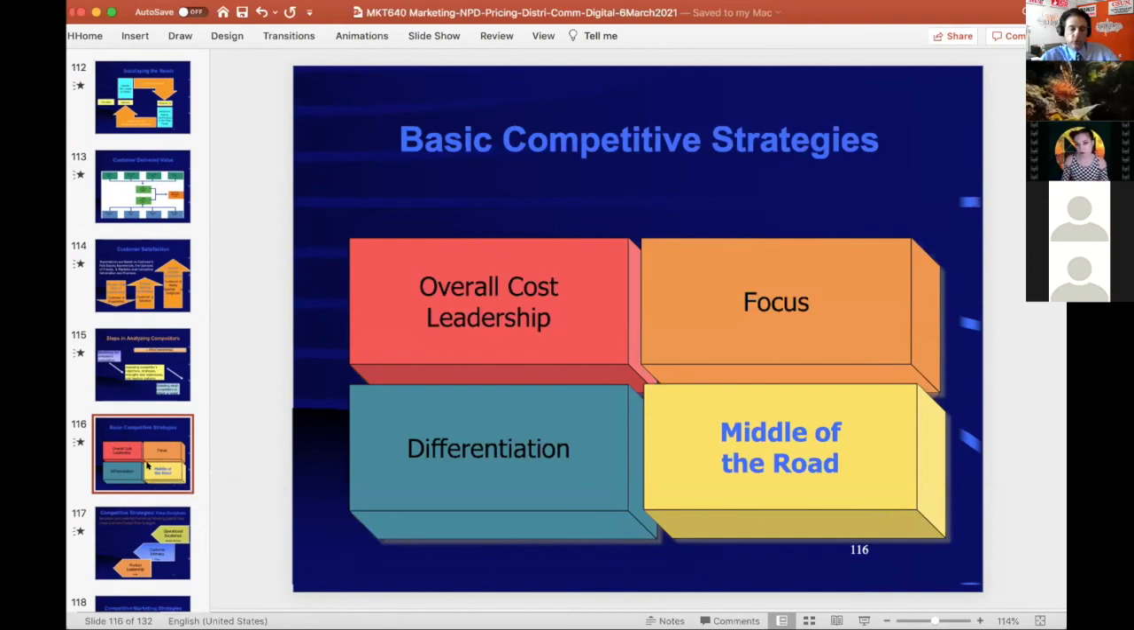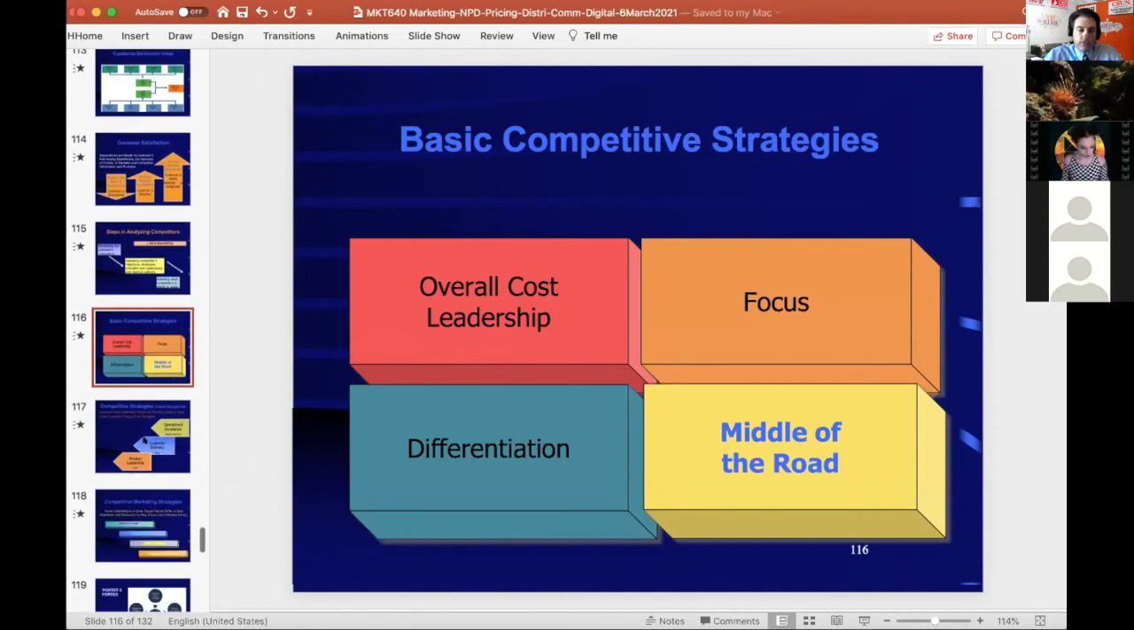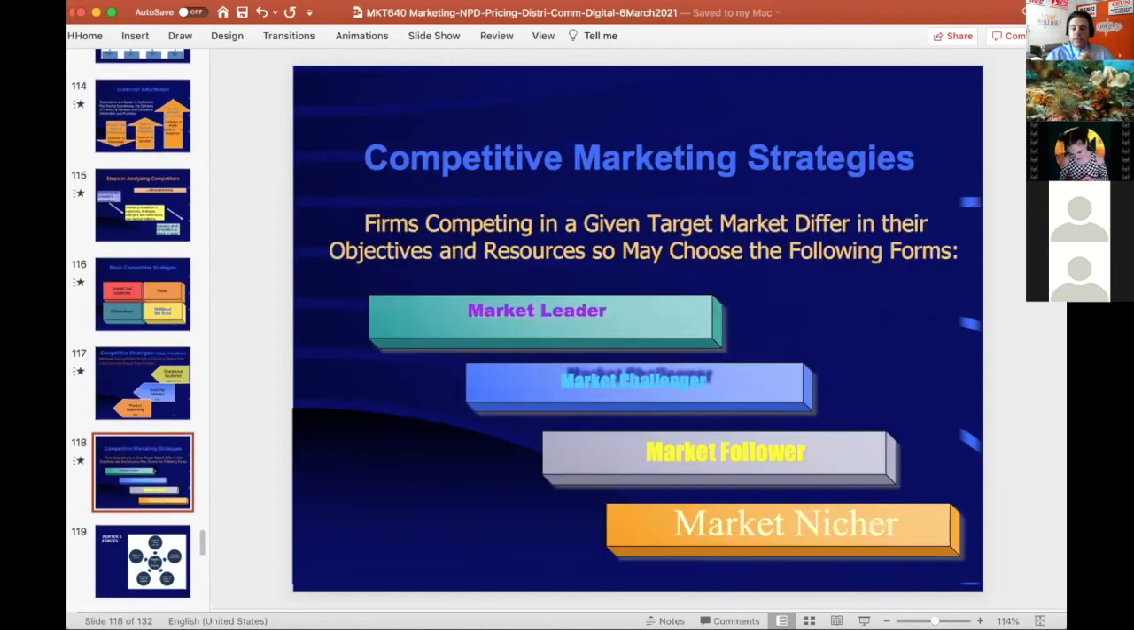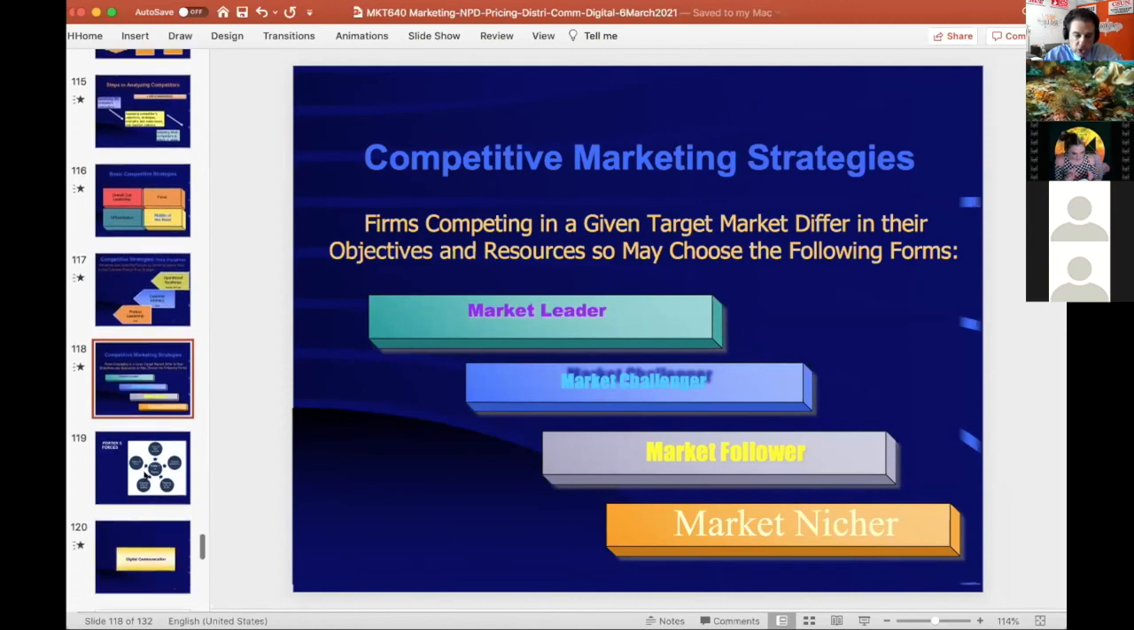But then you also have the competitive strategies from Porter, which are overall cost leadership, focus, differentiation, middle of the road. We talked about this, it's just a review. And operational excellence, customer intimacy, product leadership, and market leader, market challenger, market follower, and market nicher. So all of these are your strategies. So now that you've identified your opportunities, what are the strategies? I'm just guessing you're all going to have new product developments, pretty sure.